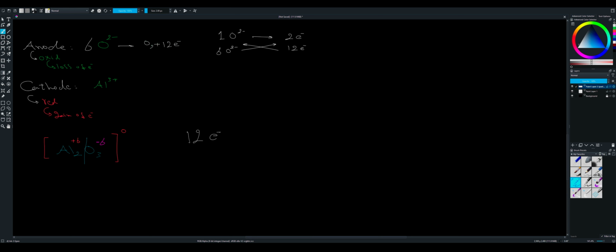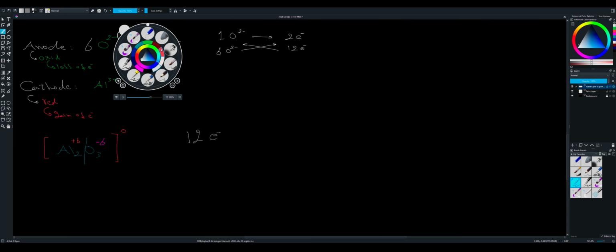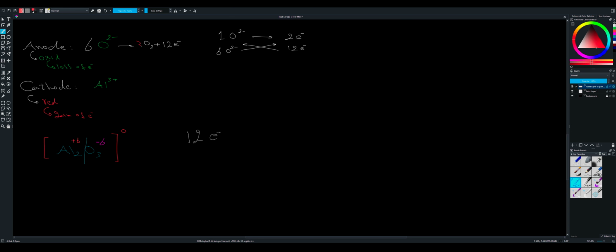Is this balanced? No, it's just missing one thing. So we have 6 oxygen anions or 6 oxygen atoms, and we end up here with 2 oxygen atoms. So we are just missing the balance here. So we just need to multiply on this side here by 3. So again, 6 oxygen atoms, 6 oxygen atoms, 12 electrons, 6 multiplied by 2. So we end up having 12 electrons. Okay. Now, this is the oxidation reaction.